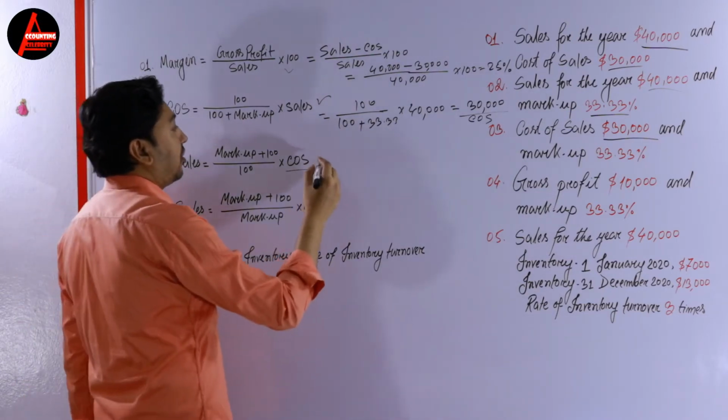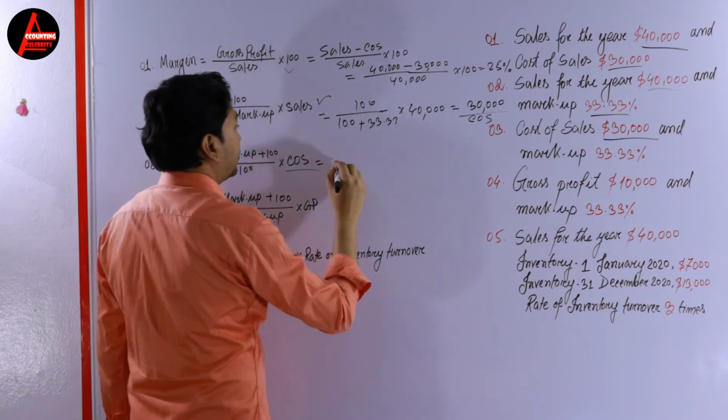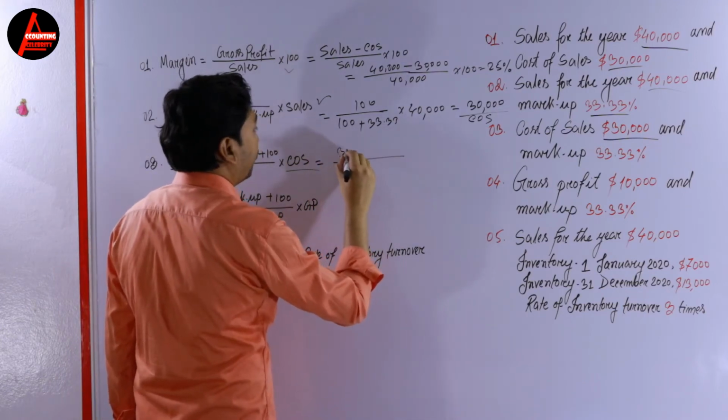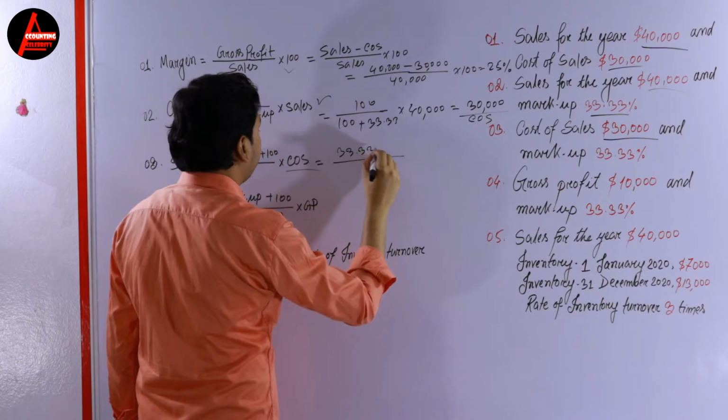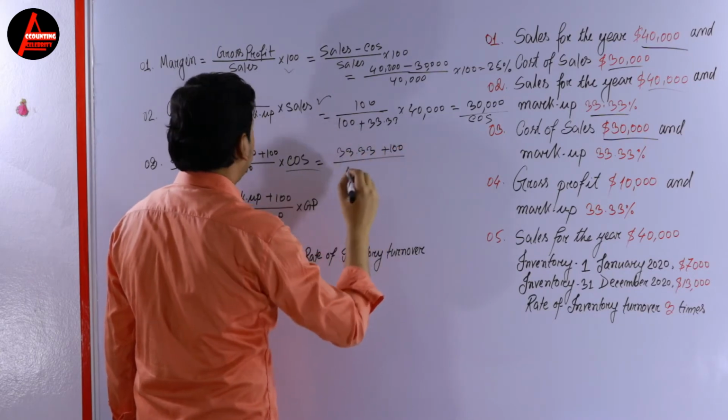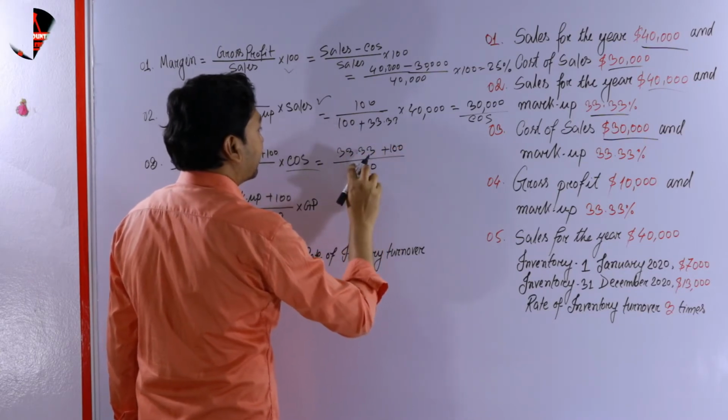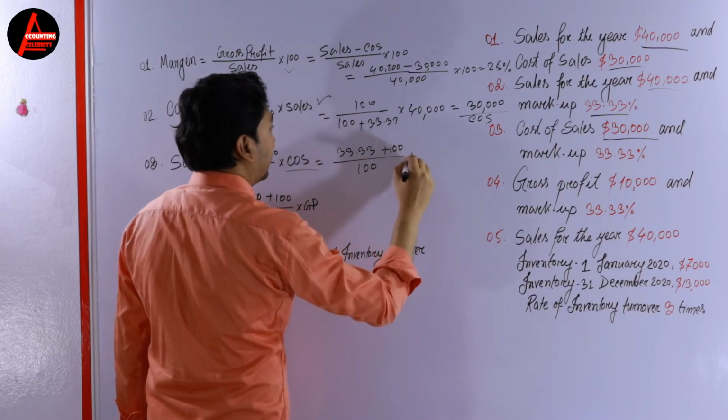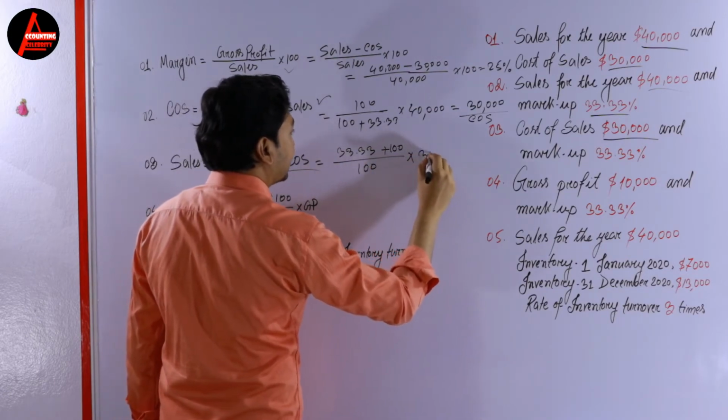So here, how to apply? You have markup, which is 33.33 plus 100. This is the formula, divided by 100. Then you multiply by cost of sales, which is $30,000.